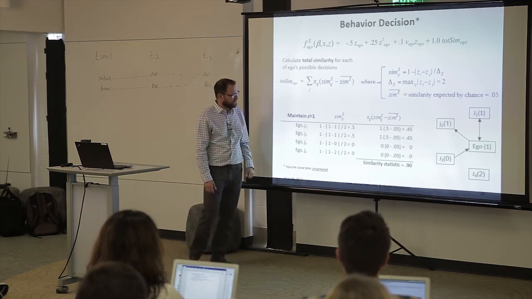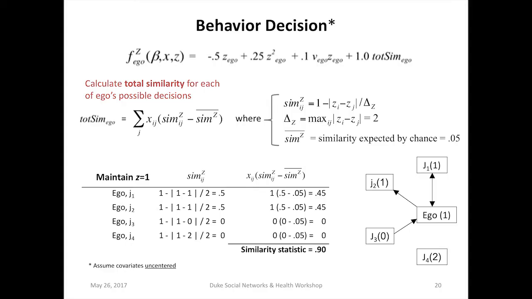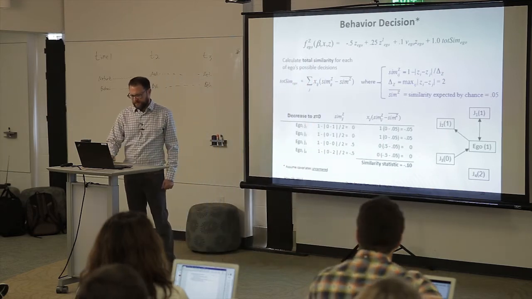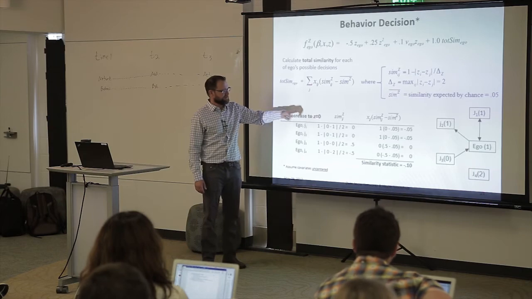So we're going to calculate total similarity. This walks through the math of ego calculating the similarity with every alter. We see here, in the end, similarity is only calculated for i and j, because those are the only two that ego is actually friends with. Anyone who ego is not friends with drops out of the calculations. So for ego, if ego is going to stay here at behavior level 1, the similarity statistic sums up to 0.9. I don't know if it's clear here, j2 has a value of 1, j1 also has a value of 1. So we could do this again for the decision to decrease down to 0.